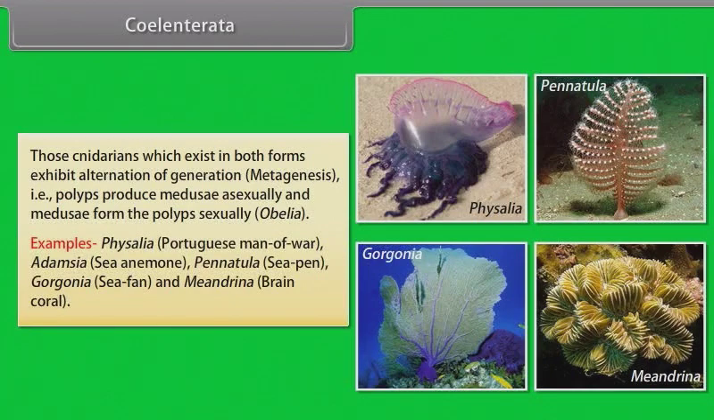Examples, Physalia, also known as Portuguese man of war; Adamsia, also known as sea anemone; Pennatula, also known as sea pen; Gorgonia, also known as sea fan; Meandrina, also known as brain coral.